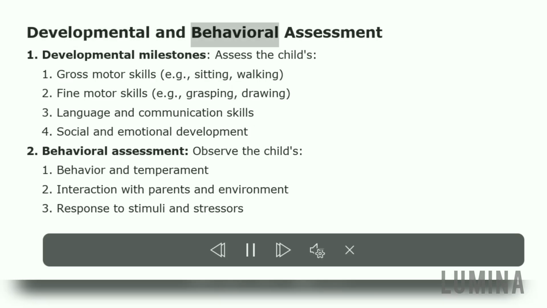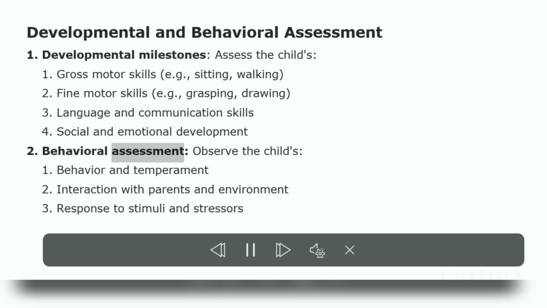Developmental and behavioral assessment. 1. Developmental milestones. Assess the child's 1. Gross motor skills, e.g., sitting, walking. 2. Fine motor skills, e.g., grasping, drawing. 3. Language and communication skills. 4. Social and emotional development.